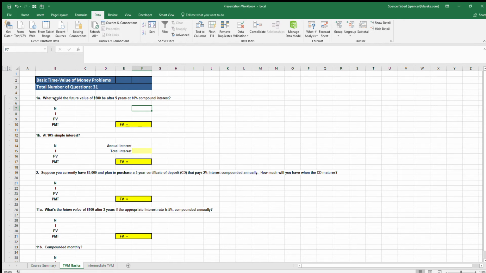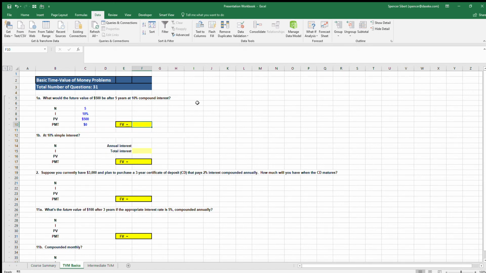Question 1A, what would the future value of $500 be after 5 years at a 10% compound interest? So again, we have the exact same variables we had in the present value video, except instead of future value, we've replaced it with present value, obviously because we're calculating the other side of the equation. So number of periods here would be 5 years. We would be calculating at 10% interest. Present value's $500, because we're calculating that to future value, and the payment is 0.